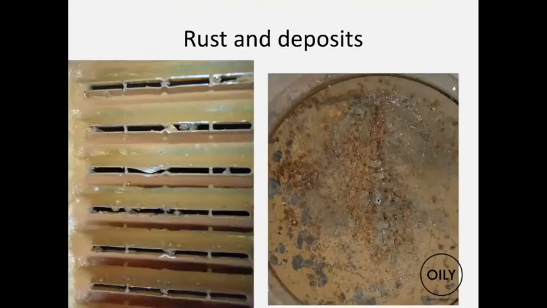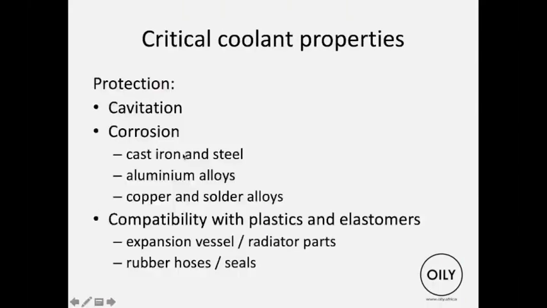Okay, rust deposits in the system. And you can see the rust blocking up the radiator here. Okay, the critical coolant properties: it must prevent cavitation, and prevent corrosion on all the different metals you've got in the system: aluminium, cast iron, steel, copper, etc. And it must be compatible with all the plastics and elastomers, hoses, O-rings, seals, all that sort of thing.